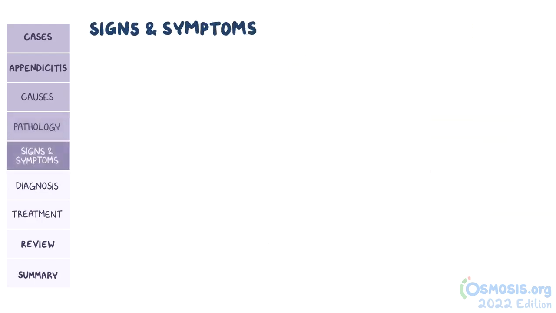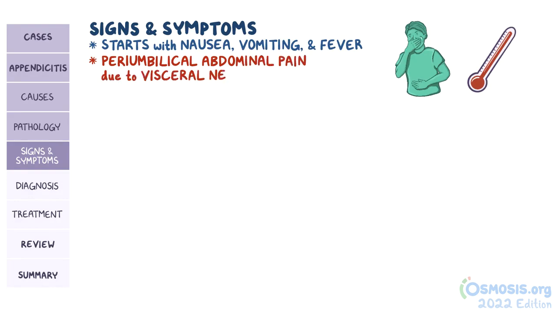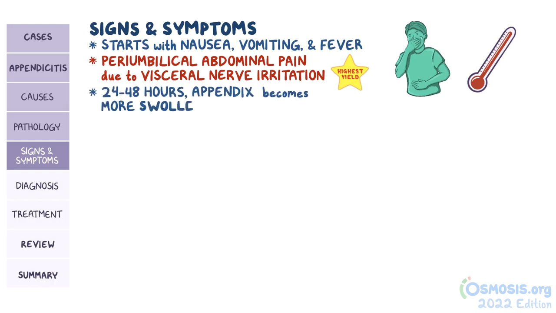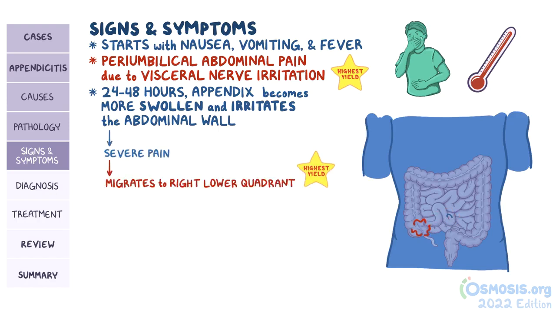Regarding symptoms, all you need to know is that acute appendicitis typically starts with nausea, vomiting, fever, and periumbilical abdominal pain due to visceral nerve irritation. Within 24 to 48 hours, the appendix becomes more swollen and inflamed, and it irritates the abdominal wall, causing the pain to get more severe and migrate to the right lower quadrant, as well as causing a fever.